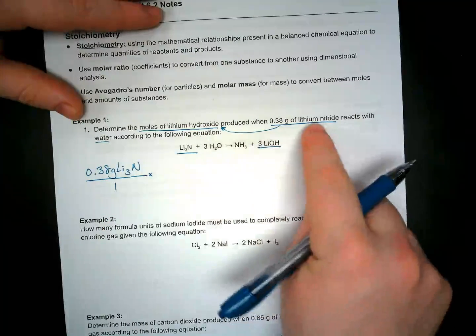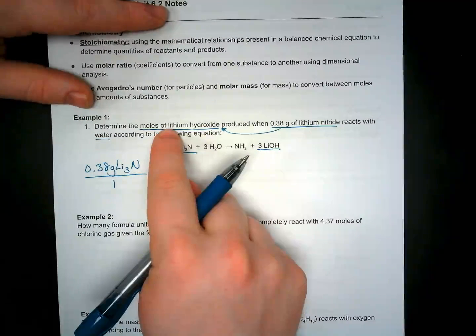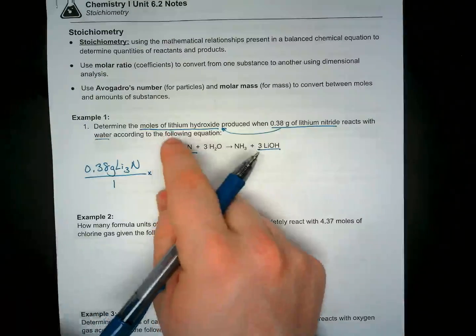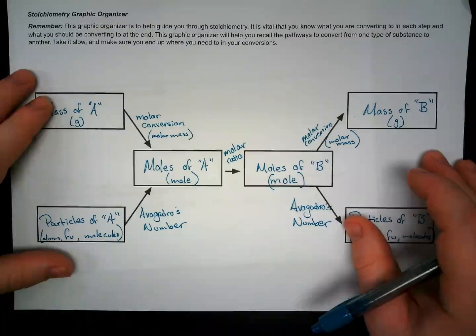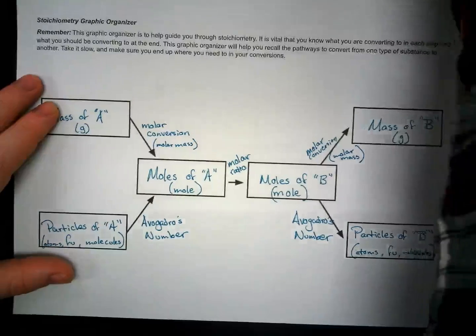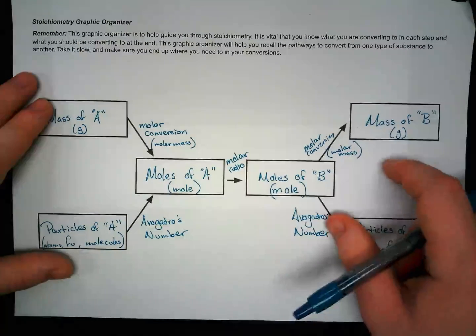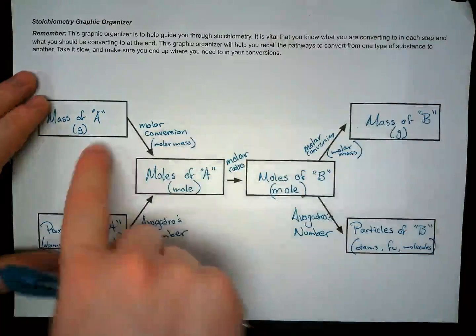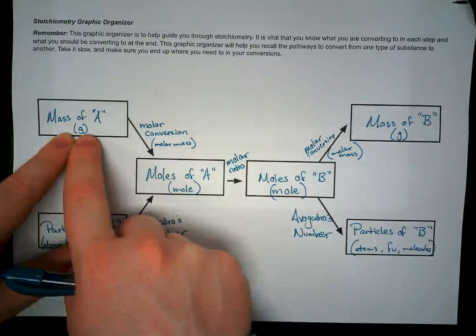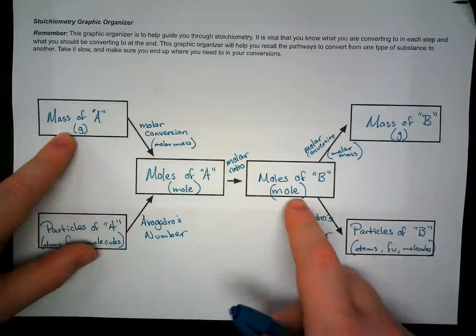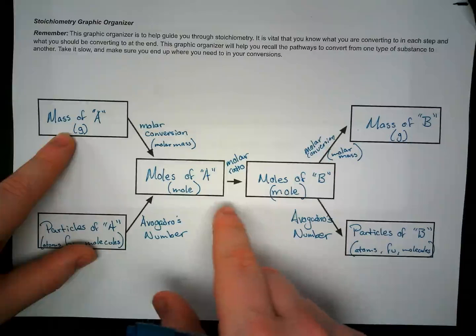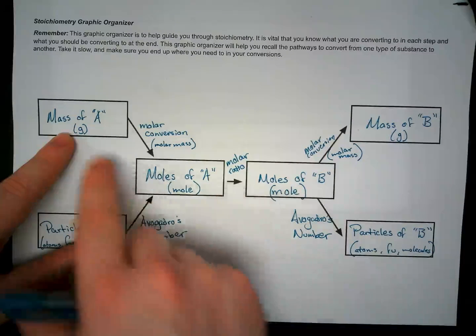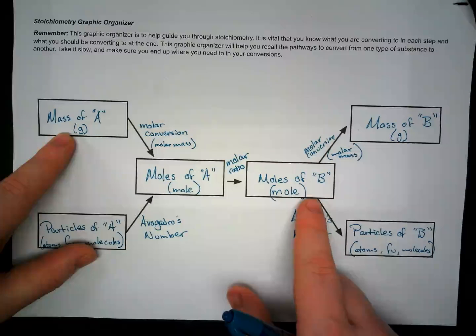And we want to convert grams of lithium nitride to moles of lithium hydroxide. Now, this is how you would use this graphic organizer. We're starting with the mass of just A. So we're starting here, and we want to end here because it says moles of lithium hydroxide. We want to know how many moles of lithium hydroxide will be produced. So we're starting here, and we want to convert to here.